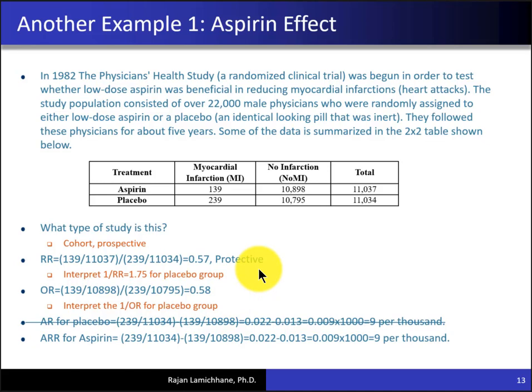Since there is a protective effect, we cannot calculate AR or attributable risk. Instead, we calculate attributable risk reduction, which is the risk among placebo minus risk among aspirin. So this 9 per thousand is the attributable risk reduction for aspirin.